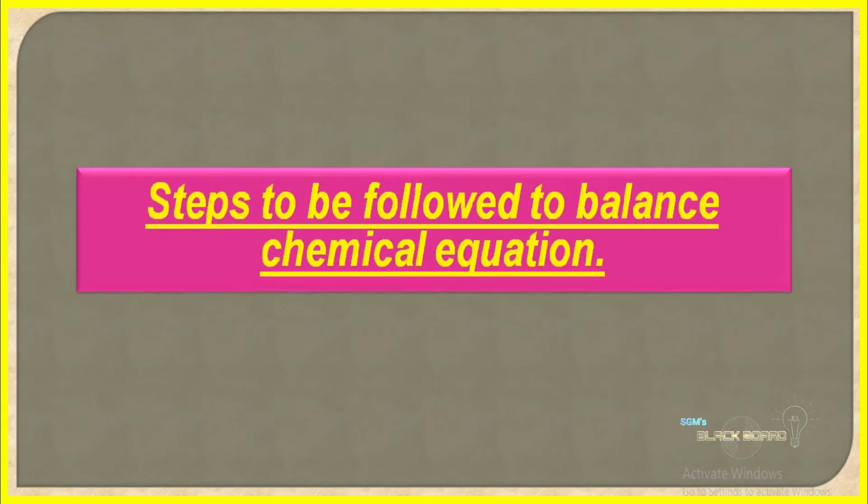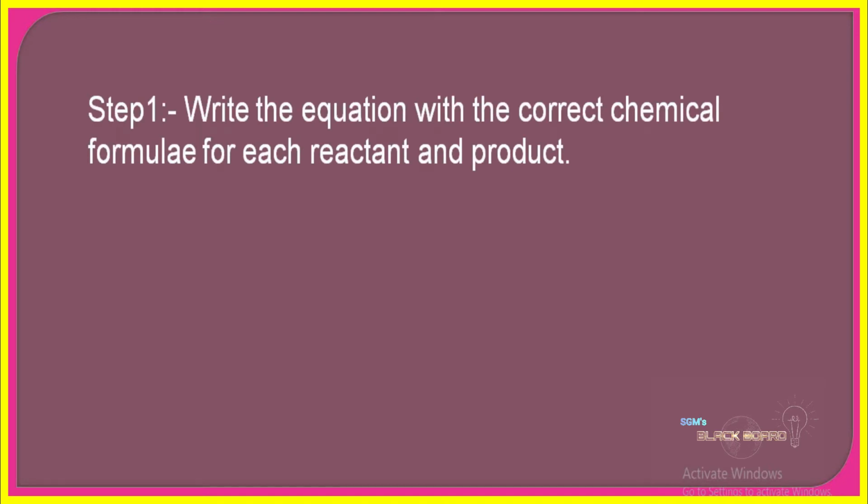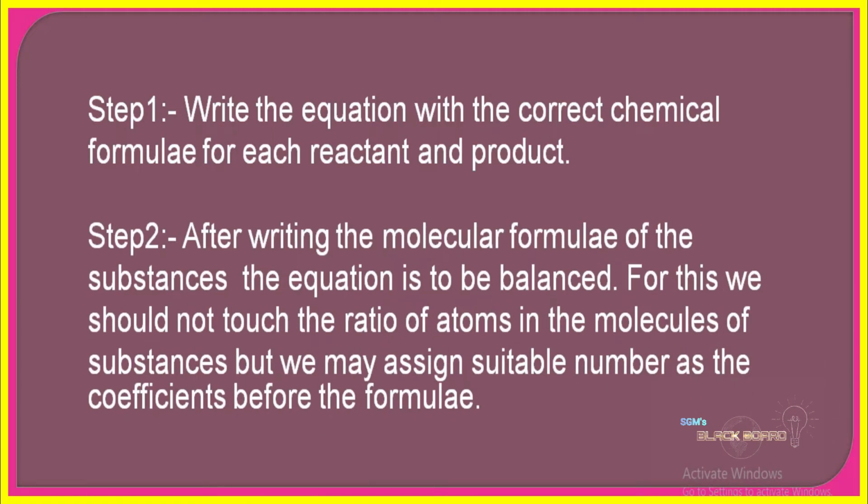Now let us see some examples of how to balance an equation. Before that, let us see the steps to be followed to balance a chemical equation. First step, write the equation with the correct chemical formulae for each reactant and product. Step 2, after writing the molecular formulae of the substances, the equation is to be balanced. For this, we should not touch the ratio of atoms in the molecules of substances, but we may assign a suitable number as the coefficient before the formulae.